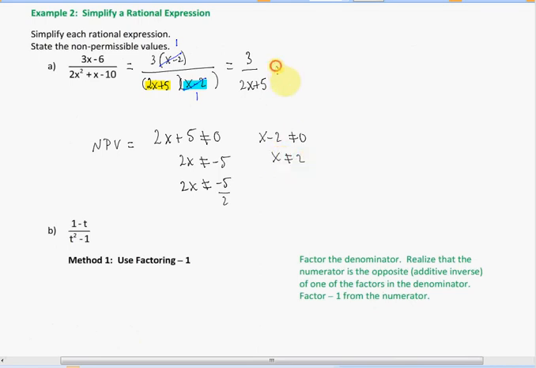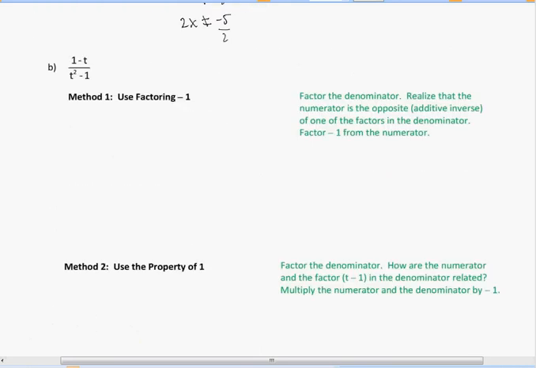So we go back up here, and our final answer is that when we simplify, we get 3 over 2x plus 5, where x cannot be equal to negative 5 over 2 and 2. Okay, let's take a look at our next example.